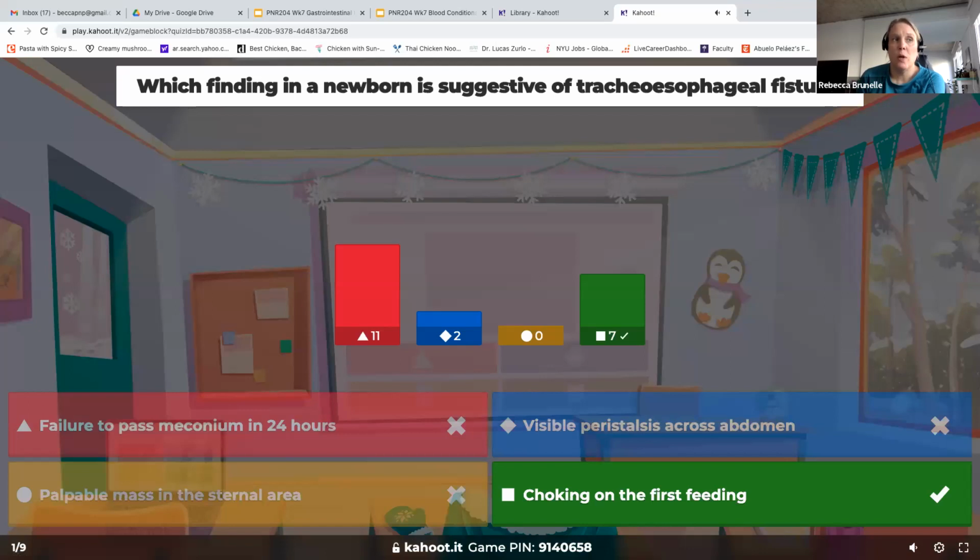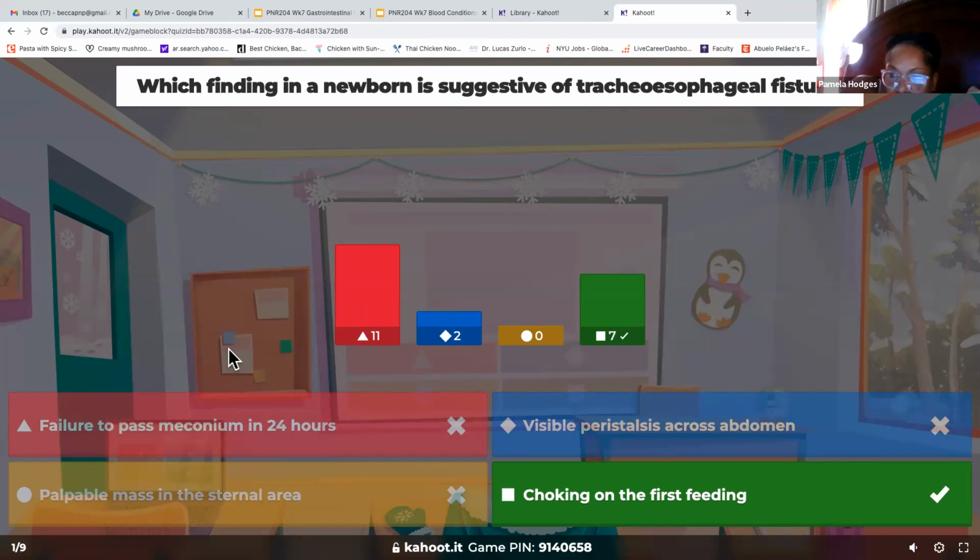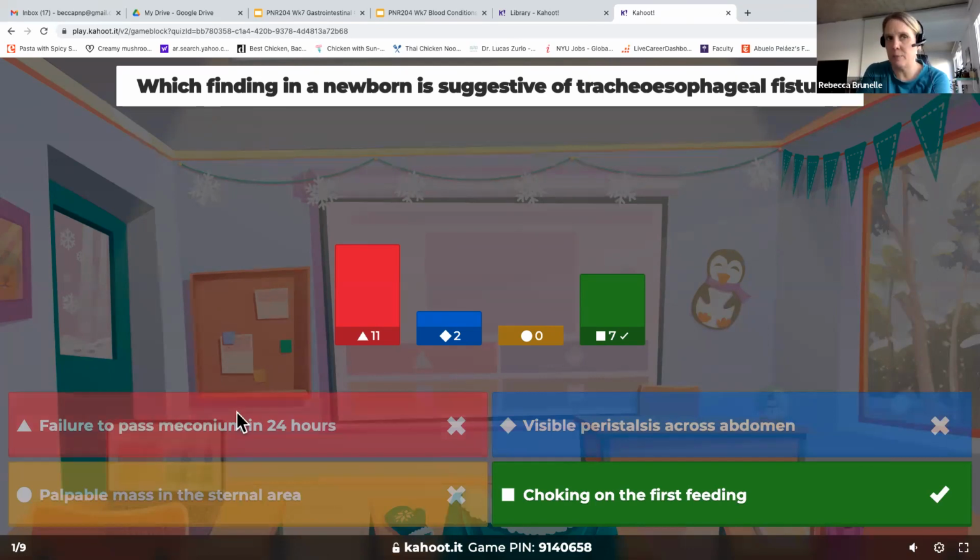All right, so there are a couple that involve failure to pass meconium, but that's not the fistula. What are the two that we talked about that involve failure to pass meconium in the first 24 hours? Imperforate anus, and there's one more: Hirschsprung's. So imperforate anus and Hirschsprung's disease are both associated with failure to pass meconium.